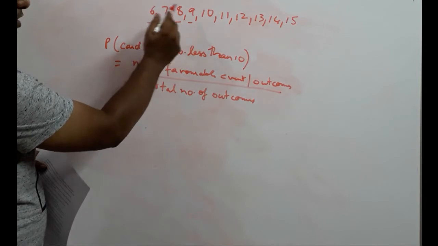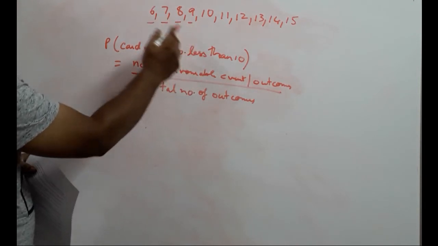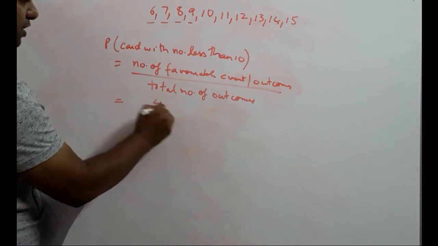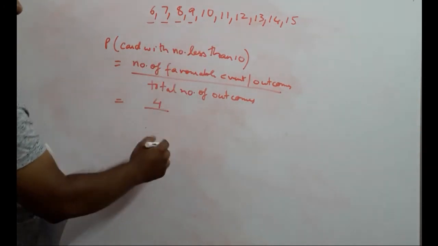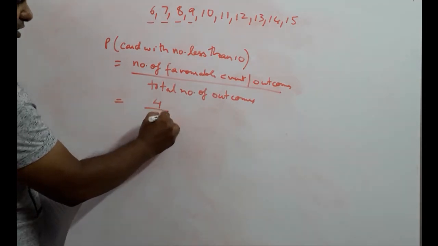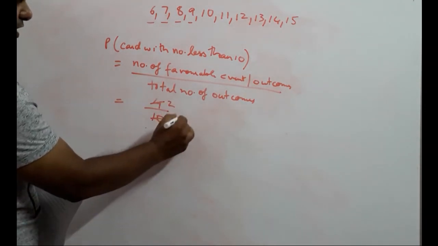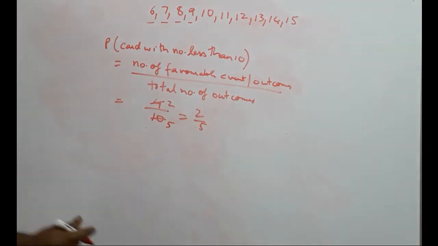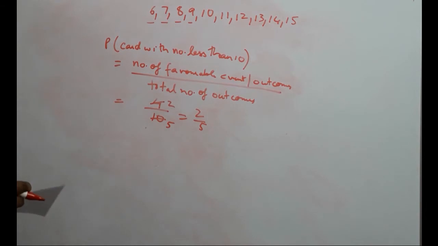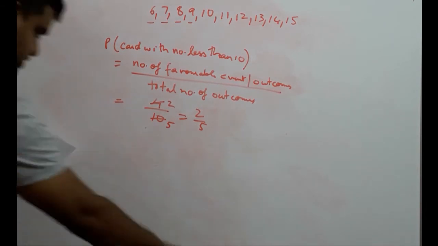Now number of favorable events is what we need. We need cards with numbers less than 10, which are 6, 7, 8, 9. So totally there are 4. And total number of outcomes means the total number of cards that have been listed here. So there are 10. So 2 2s are 4, 2 5s are 10, and the answer is 2 upon 5. So 2 upon 5 is the probability of getting a card with number less than 10.